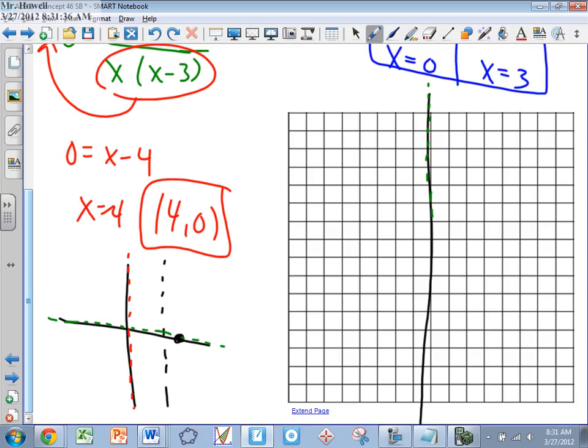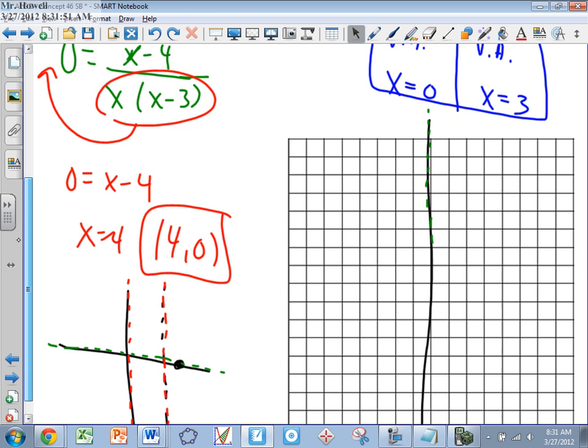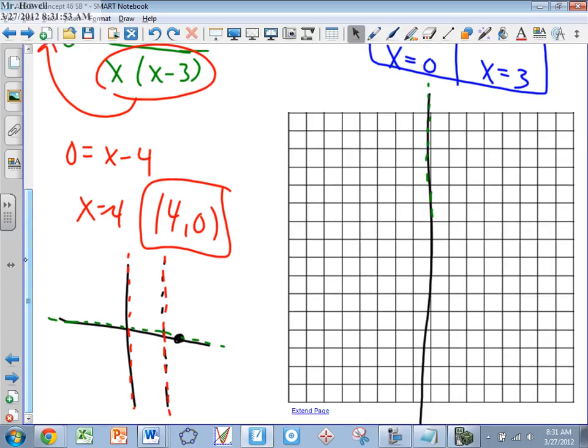Remember, this is my horizontal asymptote in green, and my vertical asymptotes are both in red. At 0 and at 3 are my vertical asymptotes from right here. Y equals 0 from the top right there was my horizontal asymptote. That's the green line. And there's my intercept. At this point, it's clear that I don't have enough to graph, right? So what do I have to do?